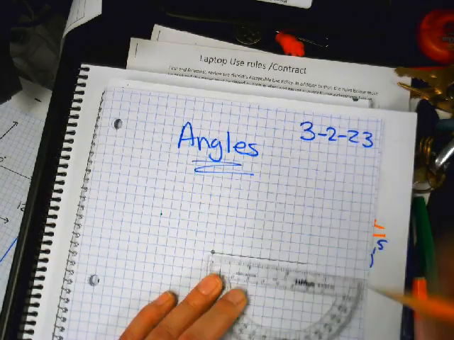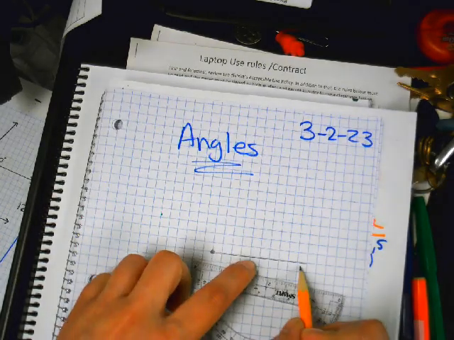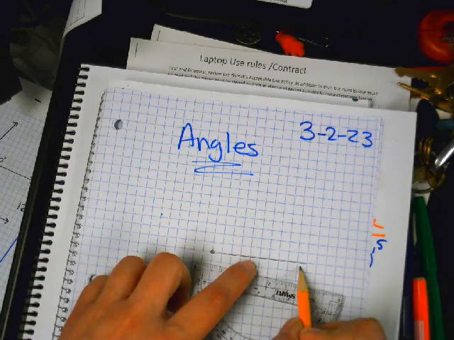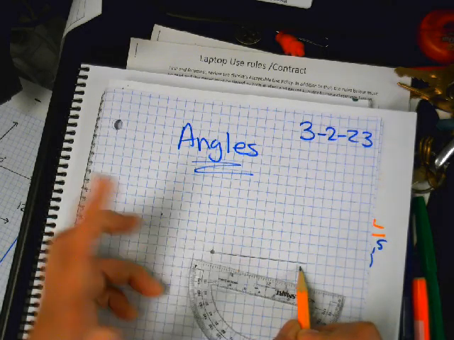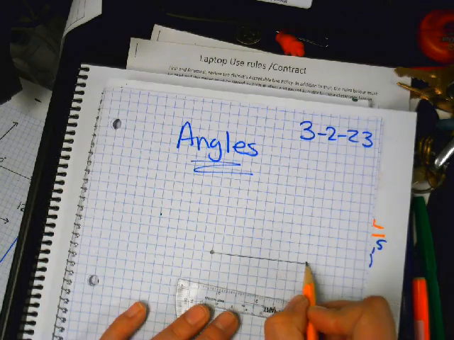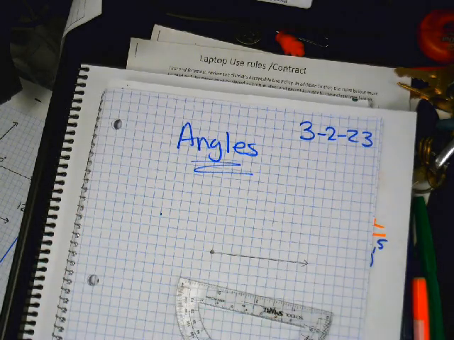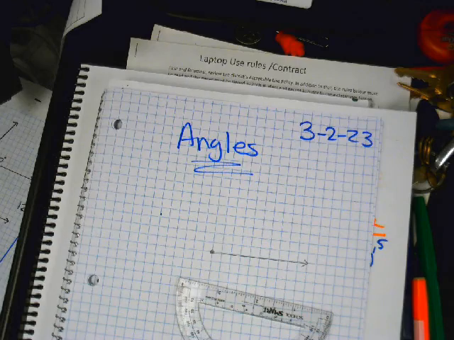If I use the line on your graph paper, use the line in your notebook. Don't draw it in the middle. Use the line. It makes it straight. All right. Everybody draw a dot and an arrow. Dot, arrow.